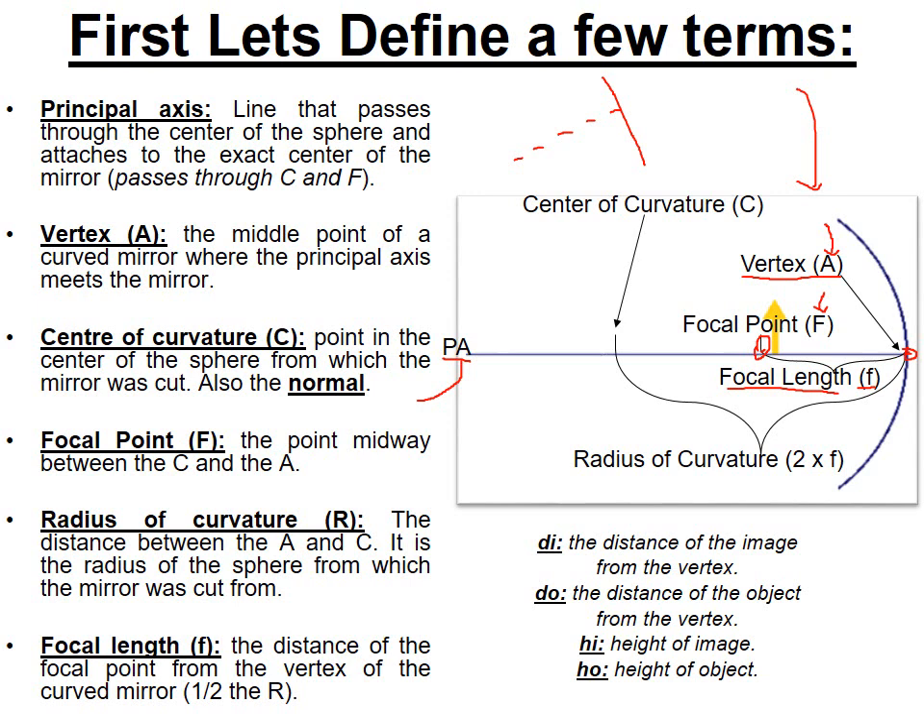The length from the vertex to the center of curvature is called the radius of curvature. And the interesting thing about the radius of curvature is that it's 2 times the focal length. So for example, let's say your focal length was 2 centimeters. It varies based on the mirror, but let's say the focal length was 2 centimeters. Well, then the radius of curvature would be 2 times that. So it would be 4 centimeters.